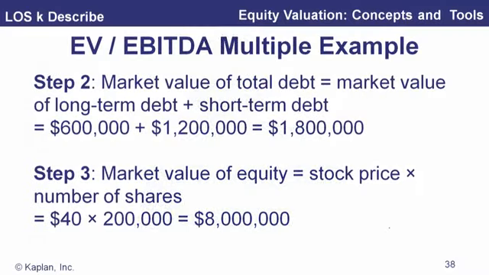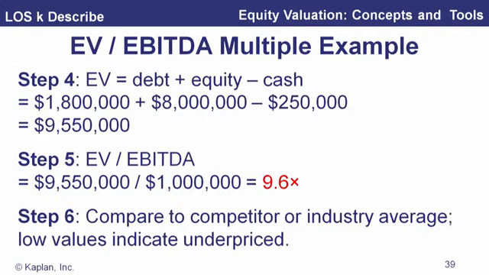So step two, we want the market value of total debt. So we want the market value of long-term debt, and that was given to us as $600,000. And we have our short-term debt, which we just calculated as $1,000,002. So there's our total debt value there. And our third step, market value of equity, well, that's the most straightforward so far, I think. Stock price times the number of shares outstanding, so that's 8 million. So we've got the market value of equity, we've got the debt, and we've got the short-term securities.